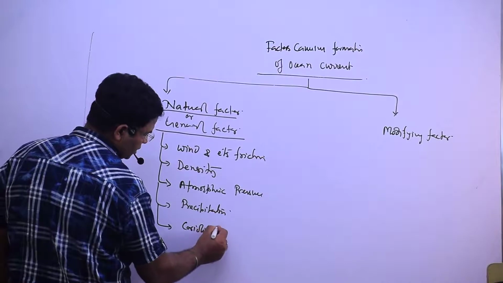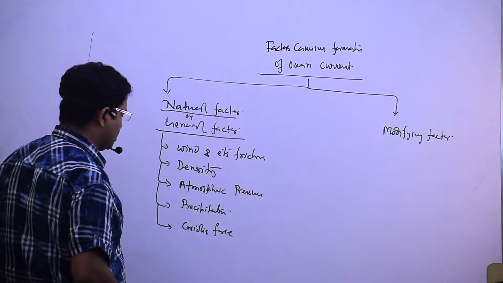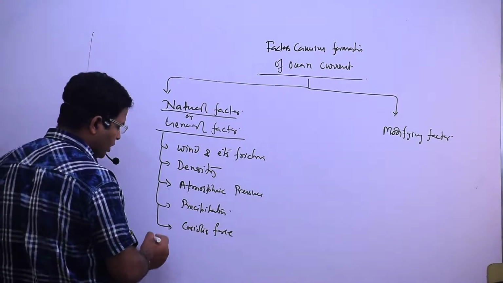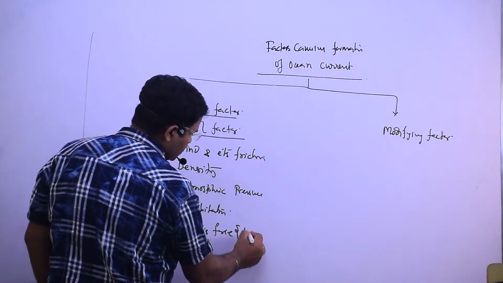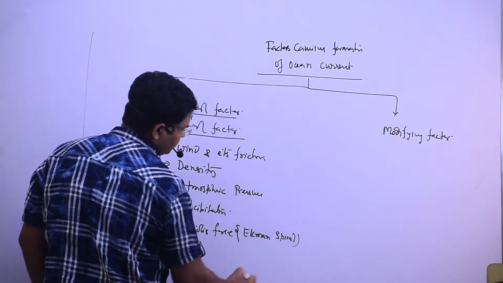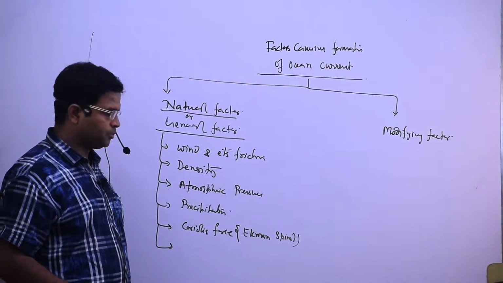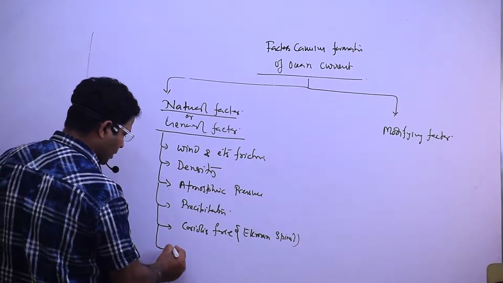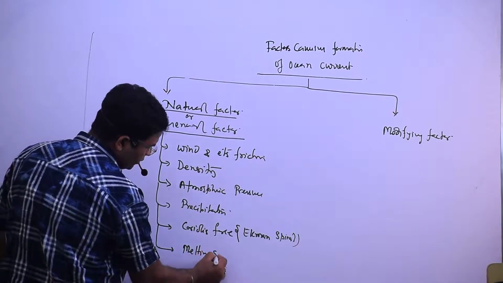Thereafter I said Coriolis force. Which force did I say? Coriolis force. Understood? In that one we'll understand the Ekman spiral, and we'll also understand why streams are forming. And after that, we'll see melting of glacier.